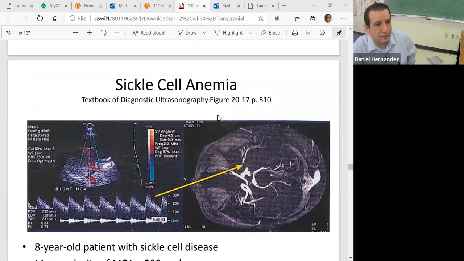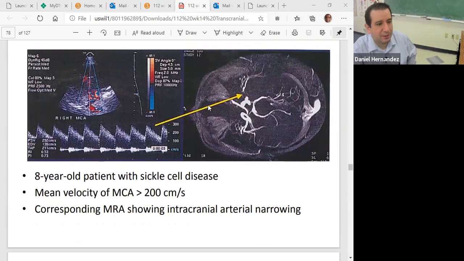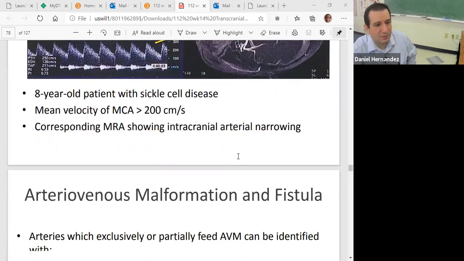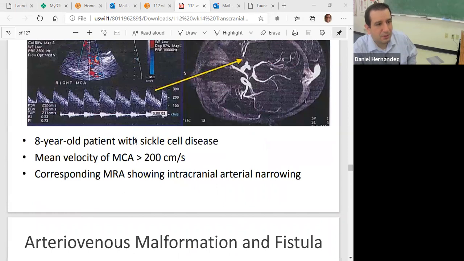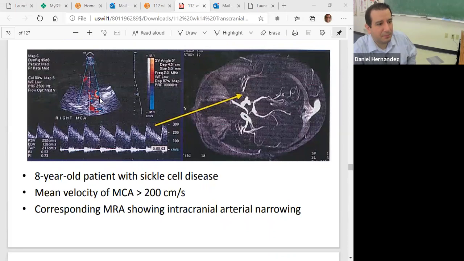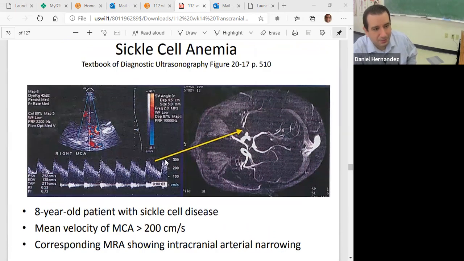So this is an example of a patient with sickle cell anemia. This was an 8-year-old patient with sickle cell disease that had a stenosis in her middle cerebral artery with velocities over 200. And the corresponding MRA showed intracranial arterial narrowing. These velocities are probably 300, really were to measure.